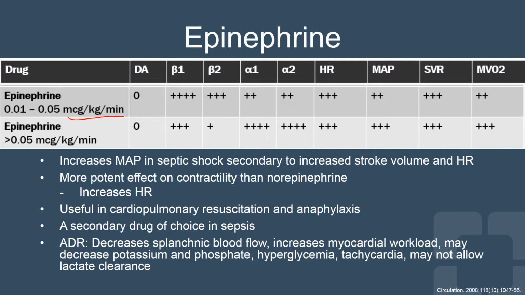If you do have somebody on a very low dose of epinephrine, you may see some different properties associated with it. Now, epinephrine will increase MAP in septic shock secondary to an increased stroke volume and heart rate. It does have more potent effect on contractility than norepinephrine, so it does increase heart rate more, and that's largely due to its beta-1 properties. So it does have more beta activity than the norepinephrine counterpart, but it does still have some significant alpha-1 properties. Now, epinephrine's mainstay of therapy is useful in cardiopulmonary resuscitation and anaphylaxis.